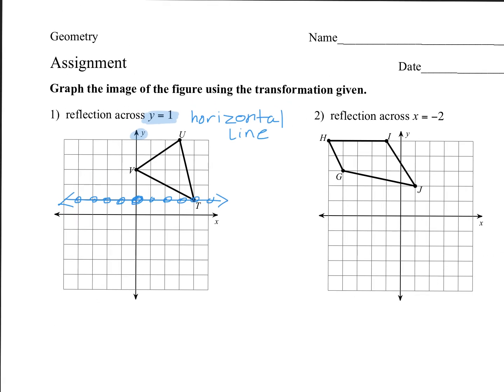I'll bet you guys can take a pretty good educated guess about what x equals -2 might be. Instead of it being a horizontal line that goes through the y-axis, what do you think an x equals equation might be? Going through the x-axis, correct. So we would go over to the x-axis at x equals -2, which would be here. And instead of it being a horizontal line, this one is going to be a vertical line.